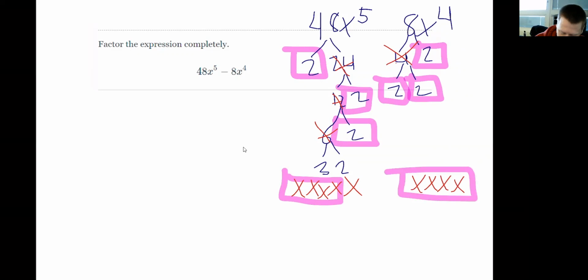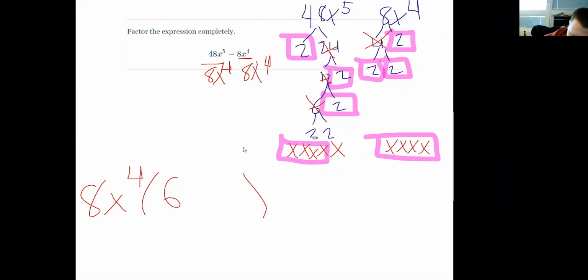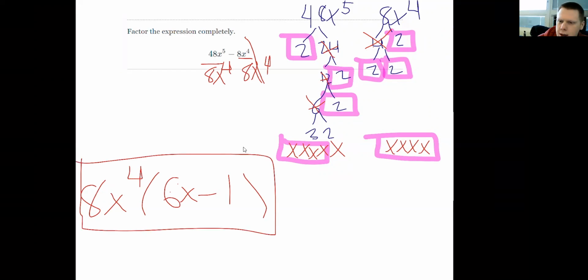So 2 times 2 times 2 is 8. And then 4 x's is x to the 4th. So that's our GCF. So we're going to divide each one of these pieces by 8x to the 4th. 48 divided by 8 is 6. You had 5 x's, you're taking away 4 x's, so you'd have 1 x left. 8 divided by 8 is 1. You had 4 x's, you took 4 x's away, so there's no x's left with this second piece. And that would be your answer.